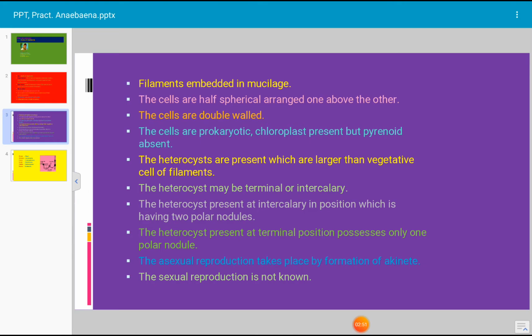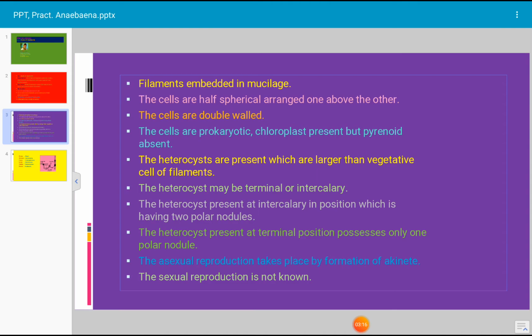Heterocysts are the slightly larger cells present in the filament. The heterocyst may be at the end of the filament. If it is at the end of the filament, then its position is terminal. And when the heterocyst occurs between the cells of the filament, that position of the heterocyst is described as intercalary position.